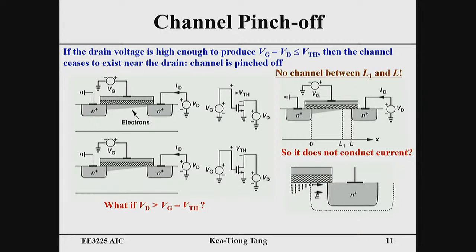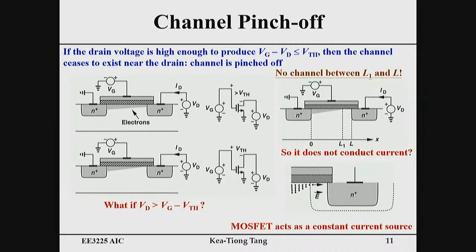Let's assume that L1 is very close to L, which means that our assumption is this delta L, which we can call L minus L1, is very small. Then after the pinch off, the current will stay constant. That's why we say that the transistor will be a voltage controlled current source. This is where we stopped yesterday. So let's continue from here.